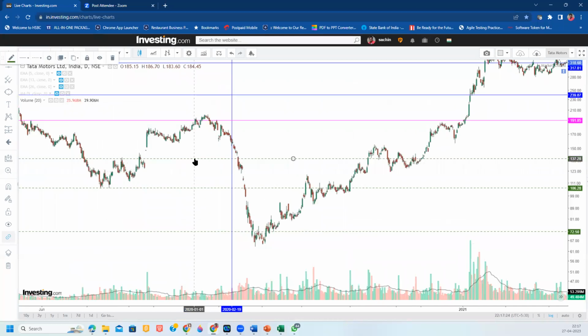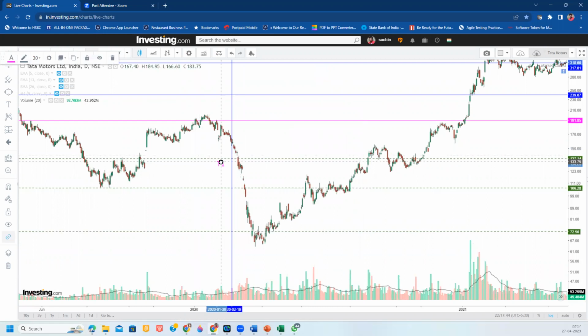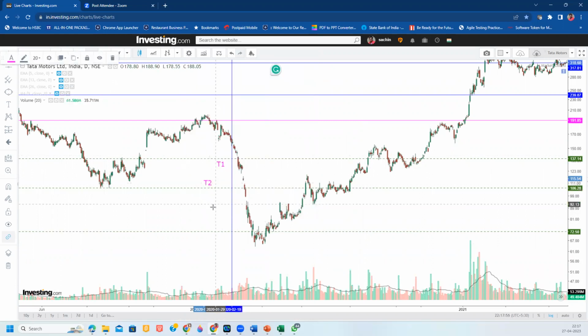One support could be at the price point 137. So 137 could be the first value, and I'll treat it as T1. It can be treated as target one, and the second maybe a T2, and we have one more, that is target 3.